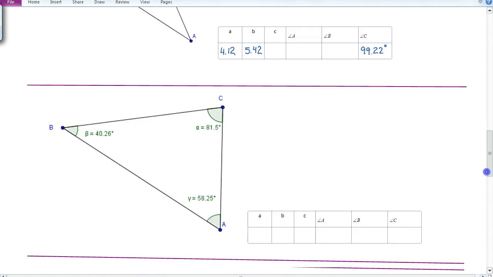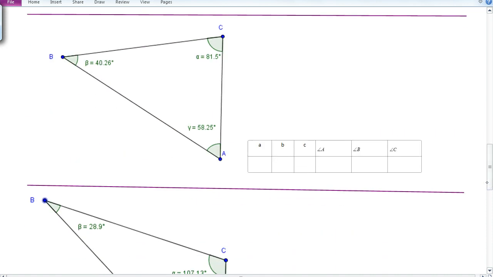Let's come down to the next case. So if I take a look at this case, I see this is an angle case because I'm given three angles. So angle B is 40.26. Angle A is 58.25. And angle C is 81.5. And remember that degree symbol.